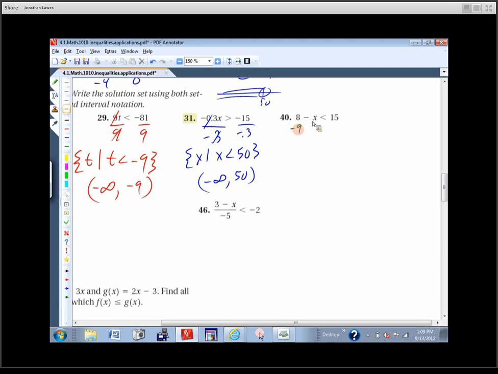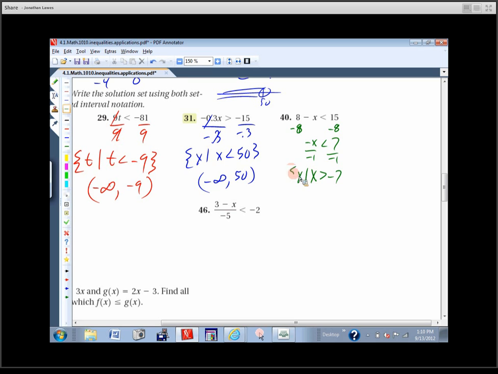Okay, so I'm going to subtract 8. I'm just subtracting. Who cares what I'm subtracting? I'm not going to change the direction. So this is -x less than 7. I need to make that a positive x, so I'm going to divide by a -1 on both sides. The step I'm taking is dividing by a negative. I do have to switch the direction, so that's going to change to a greater than. That's going to be an x, and that's going to be -7.